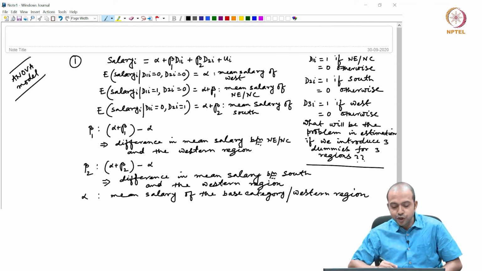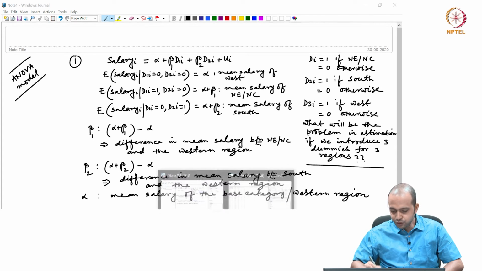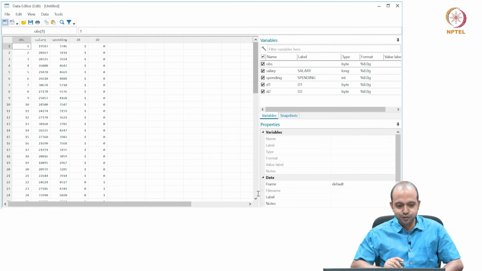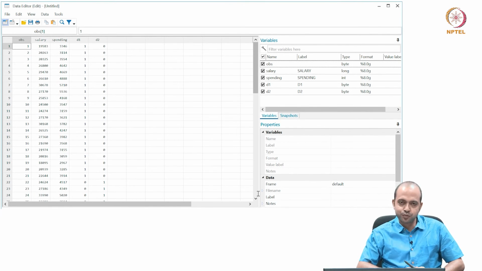So, now what will we do? We will use the data set that I was talking about. This is the data set, and again I am telling you this particular data set is taken from Gujarati's book only. If you go to the dummy variable chapter, you will get the data in tabular format, and I will also share the data with you in soft copy, so that you also can estimate this model using statistical software like Stata or any other software like R or Python.